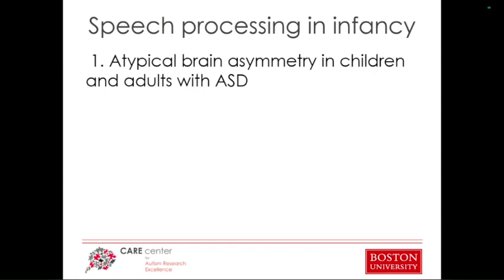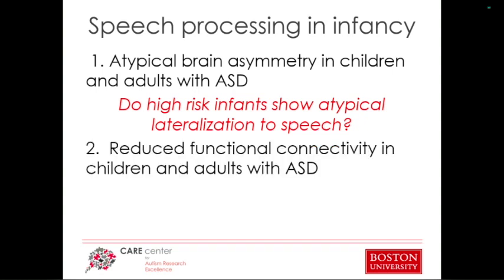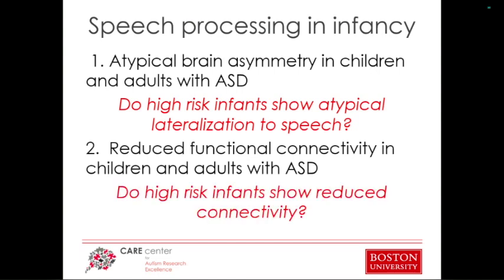And we used their brain response to simple speech sounds as a way of asking the question, when does that atypical brain asymmetry emerge in response to speech sounds? How early do we see that in the high-risk infants? And then what about the functional connectivity between the frontal and the posterior regions? Do we see reduced connectivity in the high-risk infants as a group? And then more specifically, what do we see in the infants who end up with an autism diagnosis?